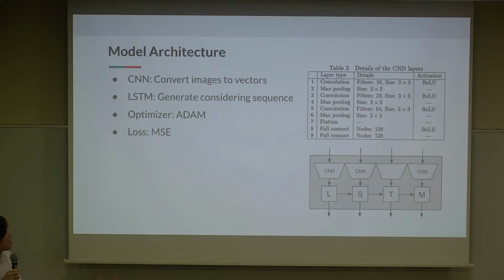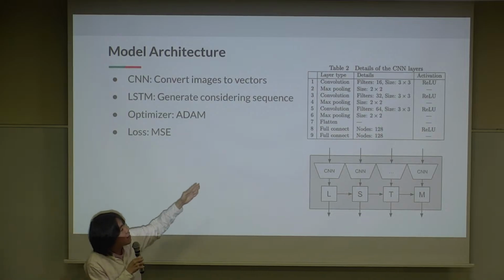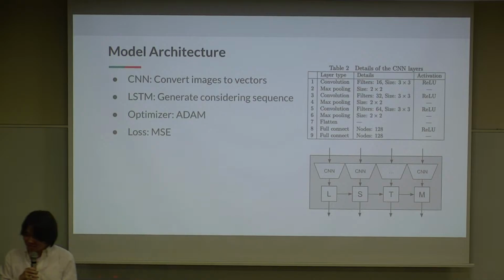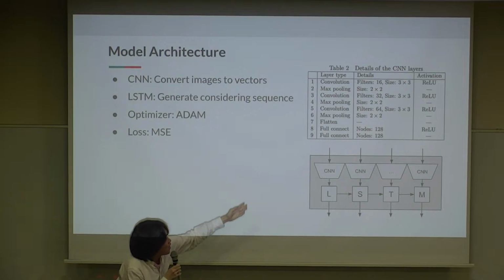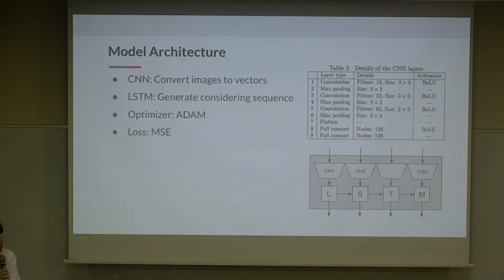Our model has a CNN and an LSTM. The CNN converts images to vectors. Details are in the table. And the LSTM generates audio features considering the sequence, like this figure. And we use Adam as the optimizer, and we use MSE as the loss function.